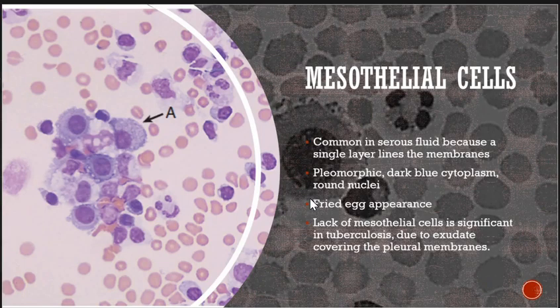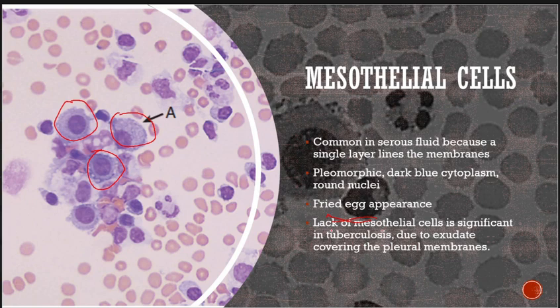Moving on to mesothelial cells. As I said earlier, a mesothelial cell is a single layer of cells within the membrane. We commonly find it in serous fluid because it lines the membranes. It is pleomorphic with dark blue cytoplasm. It has a fried egg appearance, like a sunny side up egg. These are your mesothelial cells.